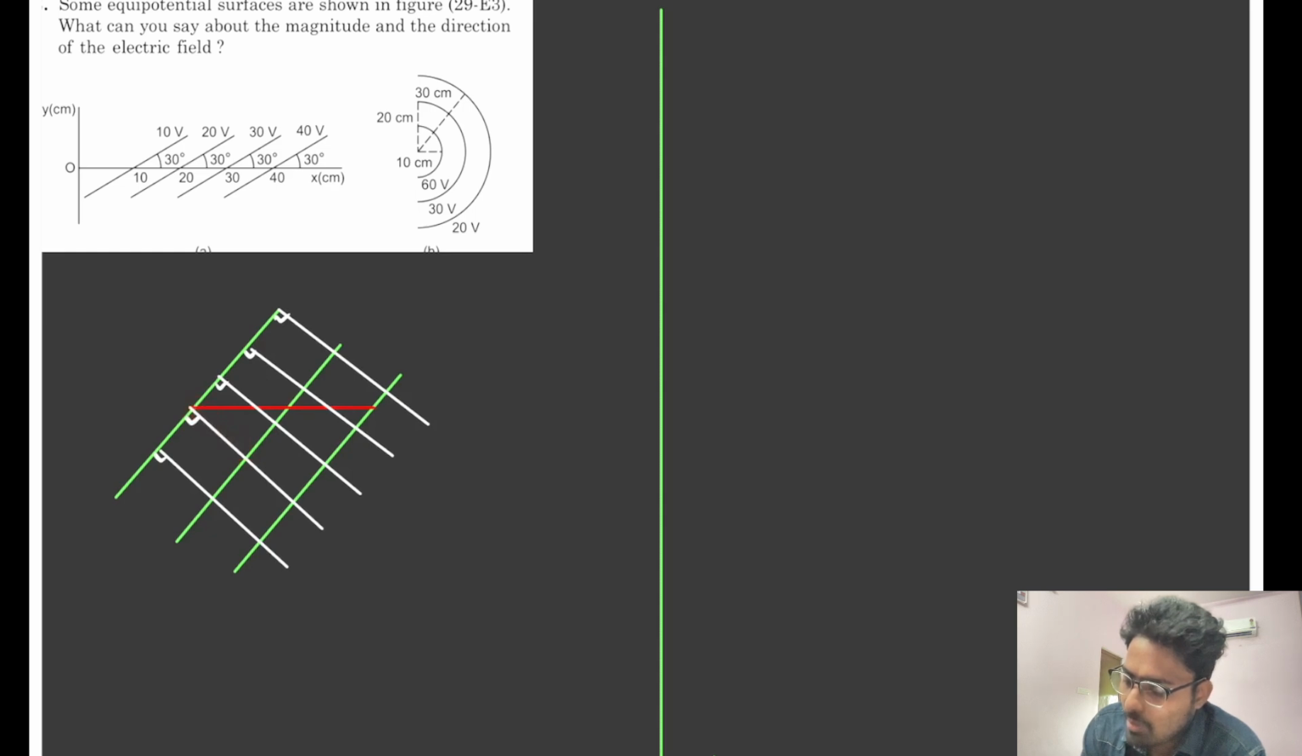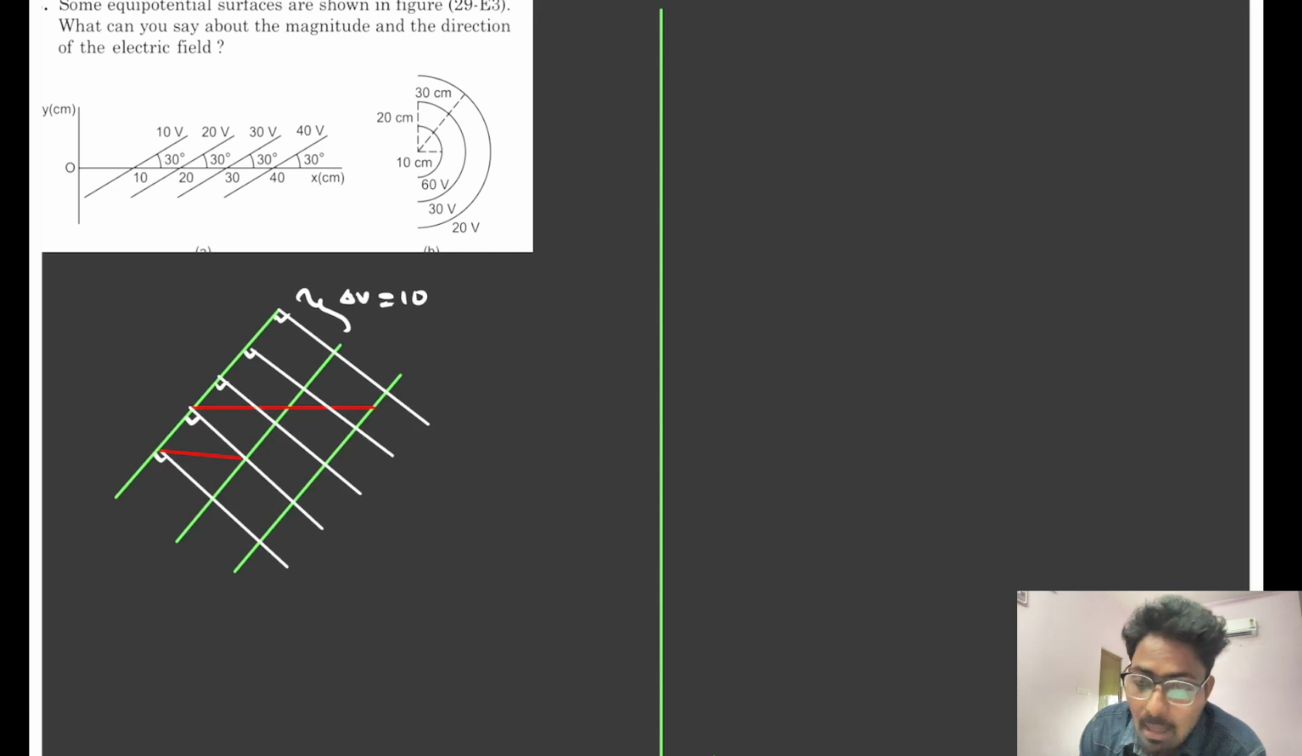Now let me do the geometry over here and figure out what the answer will be. As I said, the electric field will be there from here to here only. The potential difference delta V in this case is given as 10, so between each two lines the difference is 10. The distance between any two of these parallel horizontal lines is known. I know this distance, but what distance do I need to find?